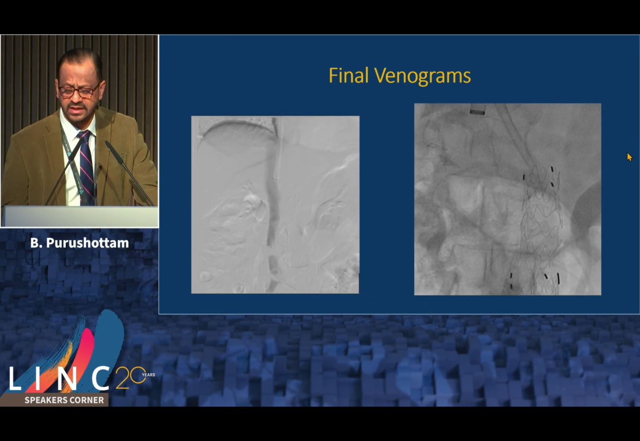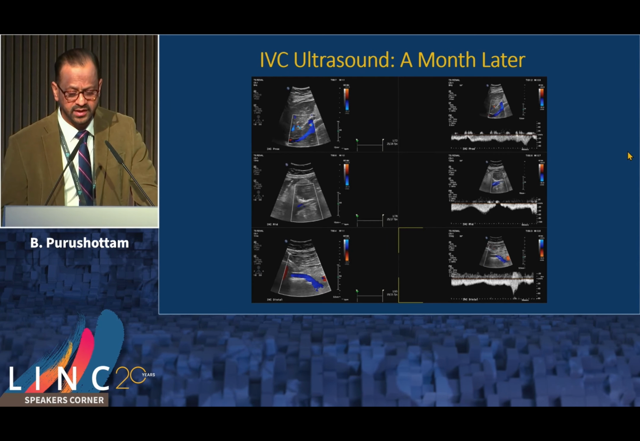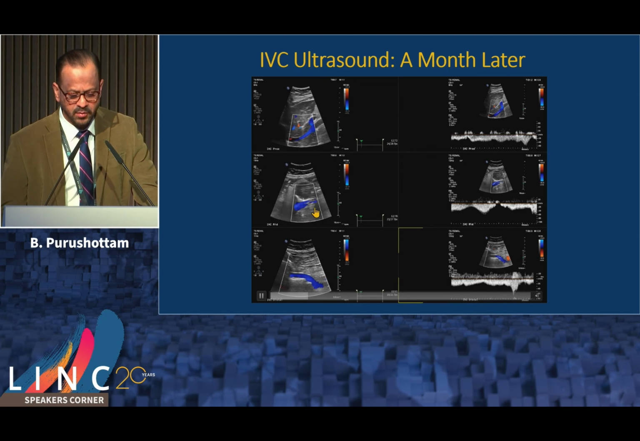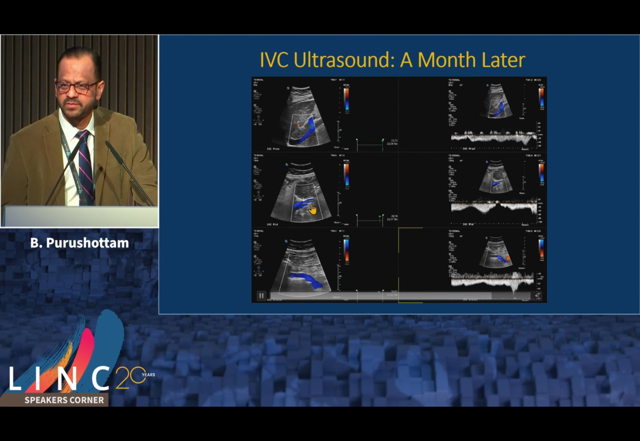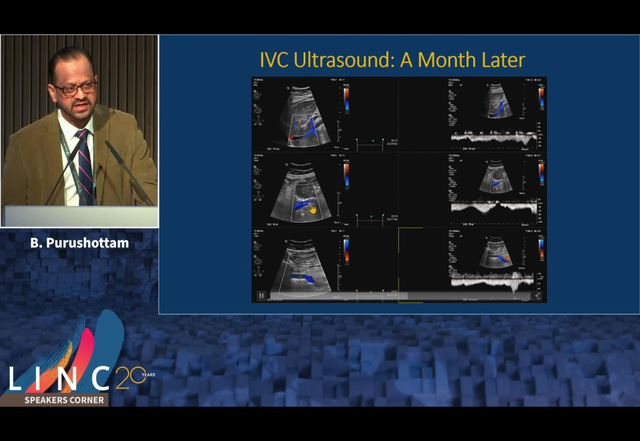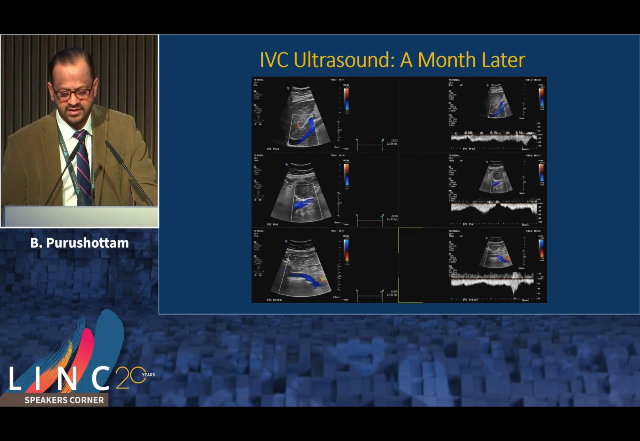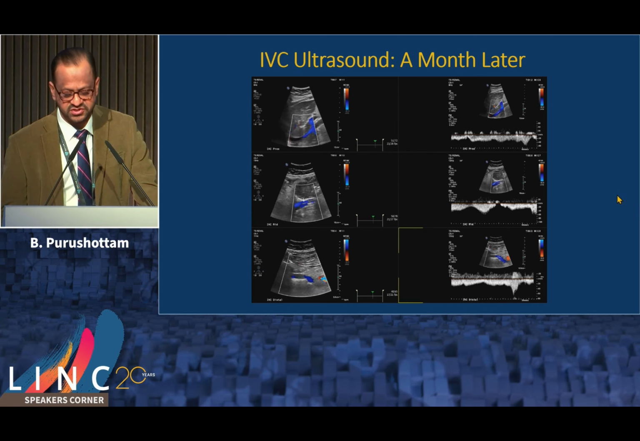She did well, and her abdominal pain went away completely. We did a follow-up IVC ultrasound. She did have some amount of thrombus, probably at the site where the legs were penetrating through. We put her on some anticoagulation. She was already on anticoagulation. We followed her up again, and after that we didn't find any more thrombus, and she did pretty well.